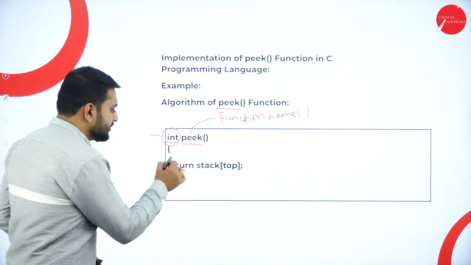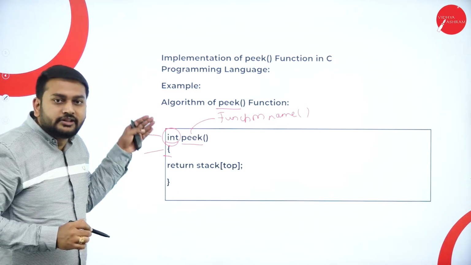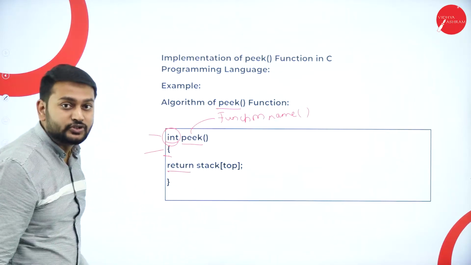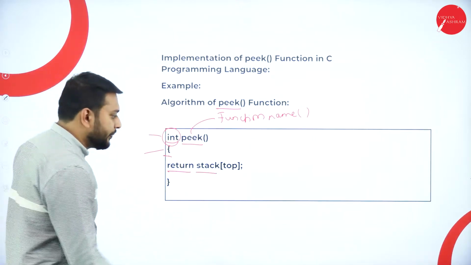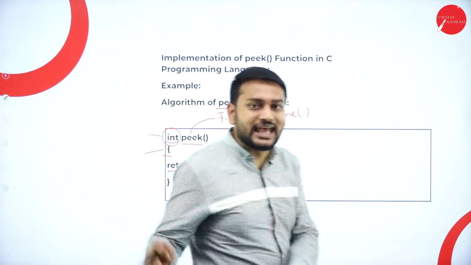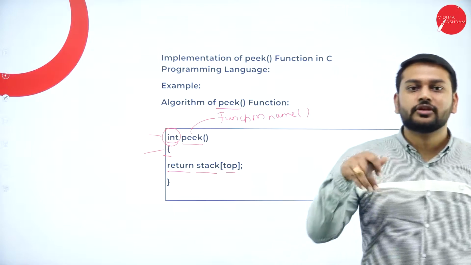All right. After that, I open the curly bracket, so here your function opens and then I'm using the return statement. Here the name of the stack and I'm passing the top. So whatever I have at the top of this stack, that value will be returned.